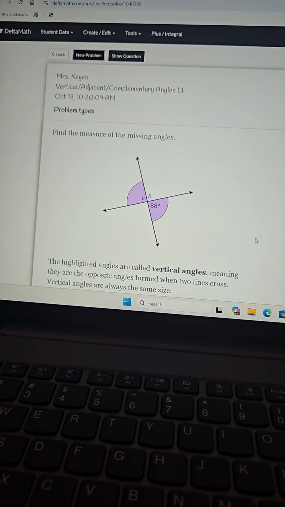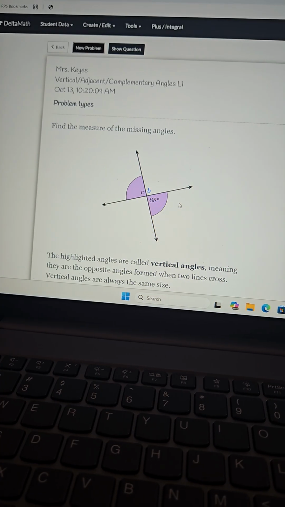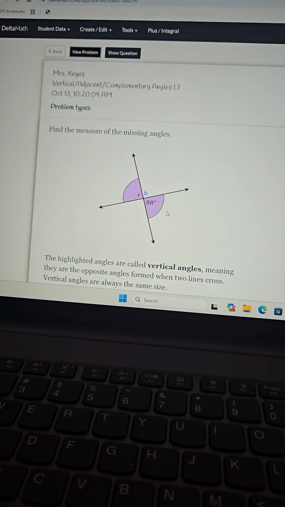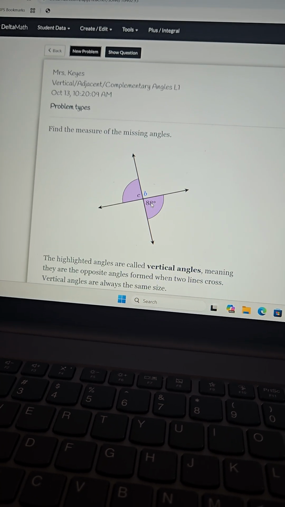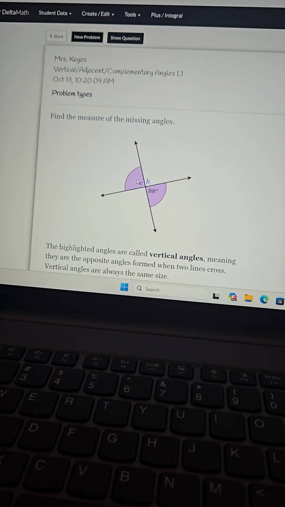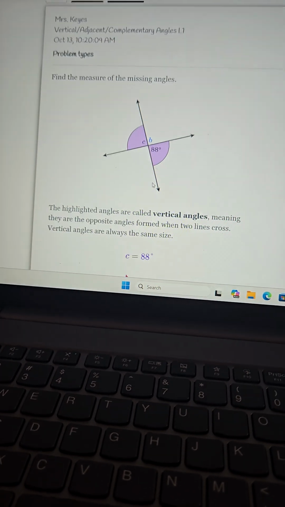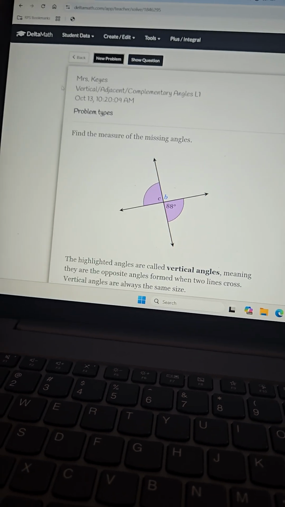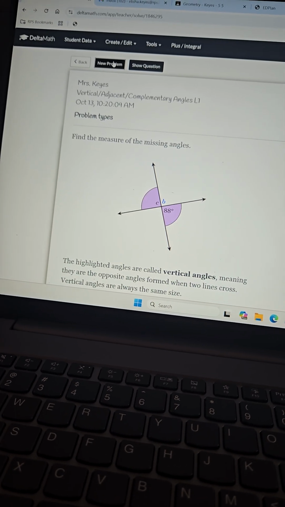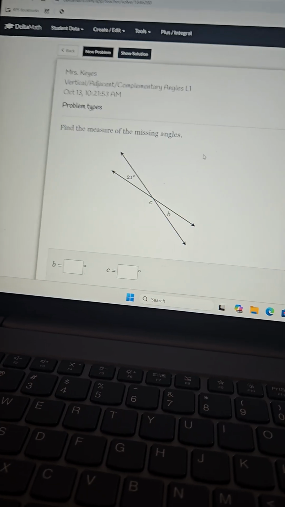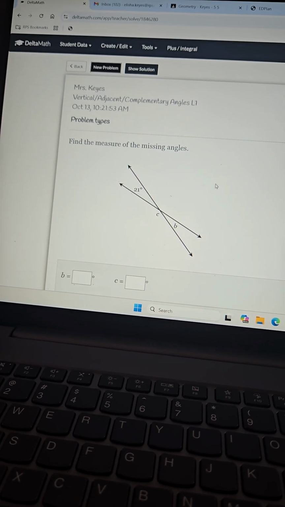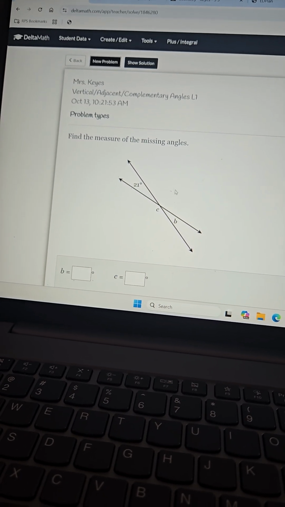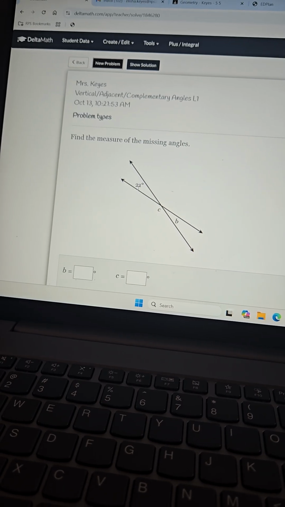Okay, find the measure of the missing angle. Same thing, right? So we've got 88. Does it ask for B? Oh, this is just that's just explaining the correct answer of what we just did. Anywho, find the measure of the missing angle. Okay, so 21, right?